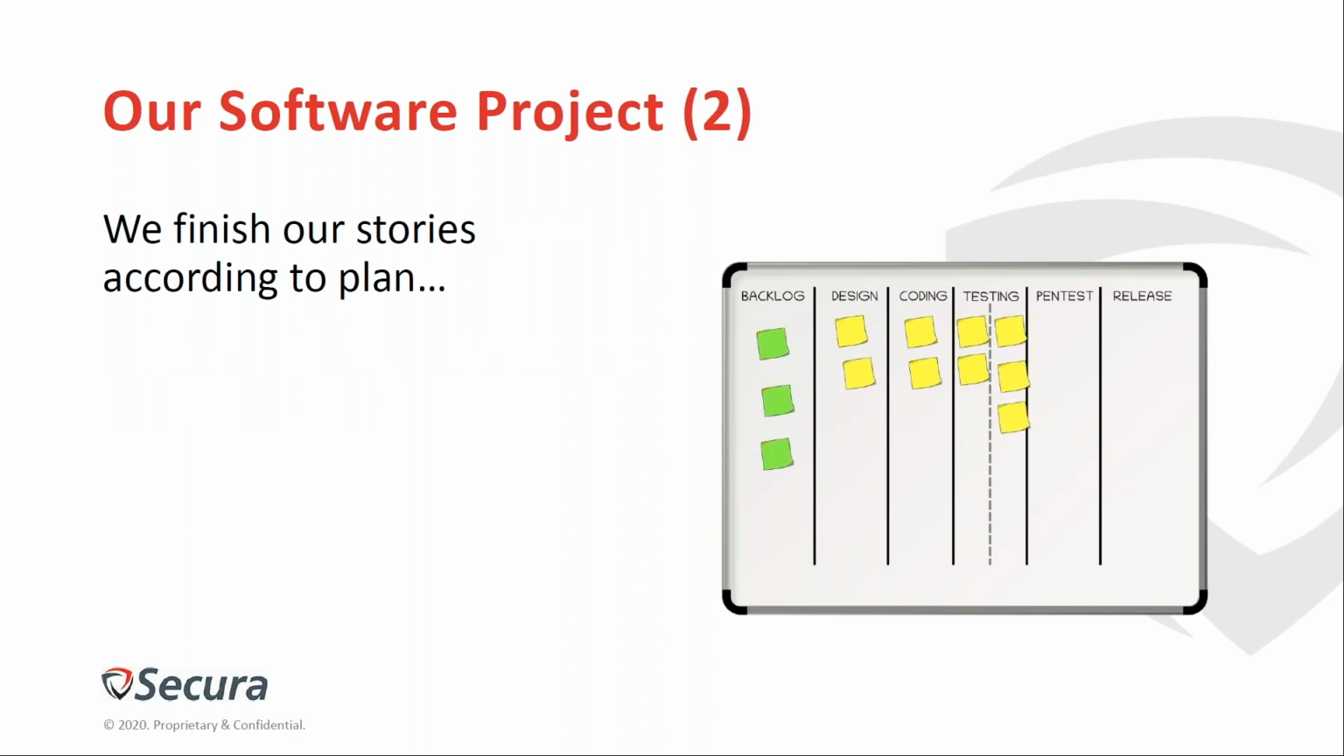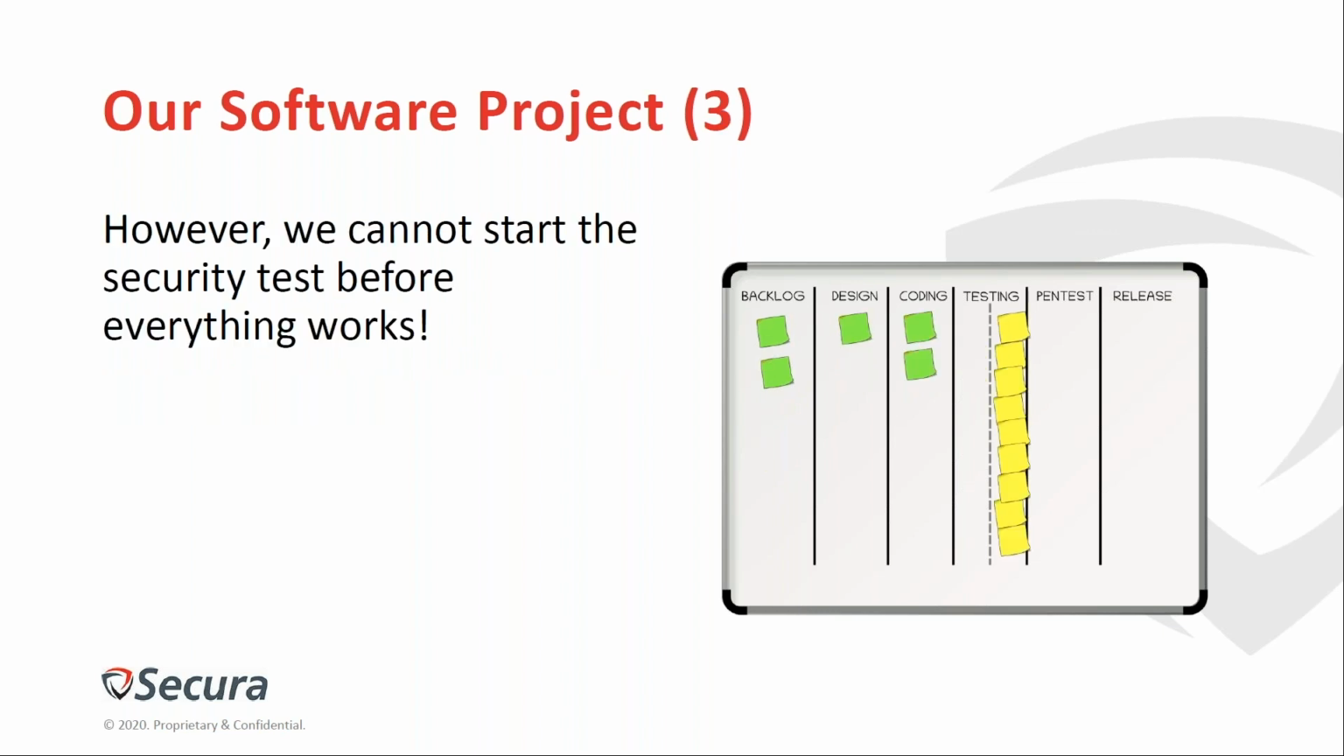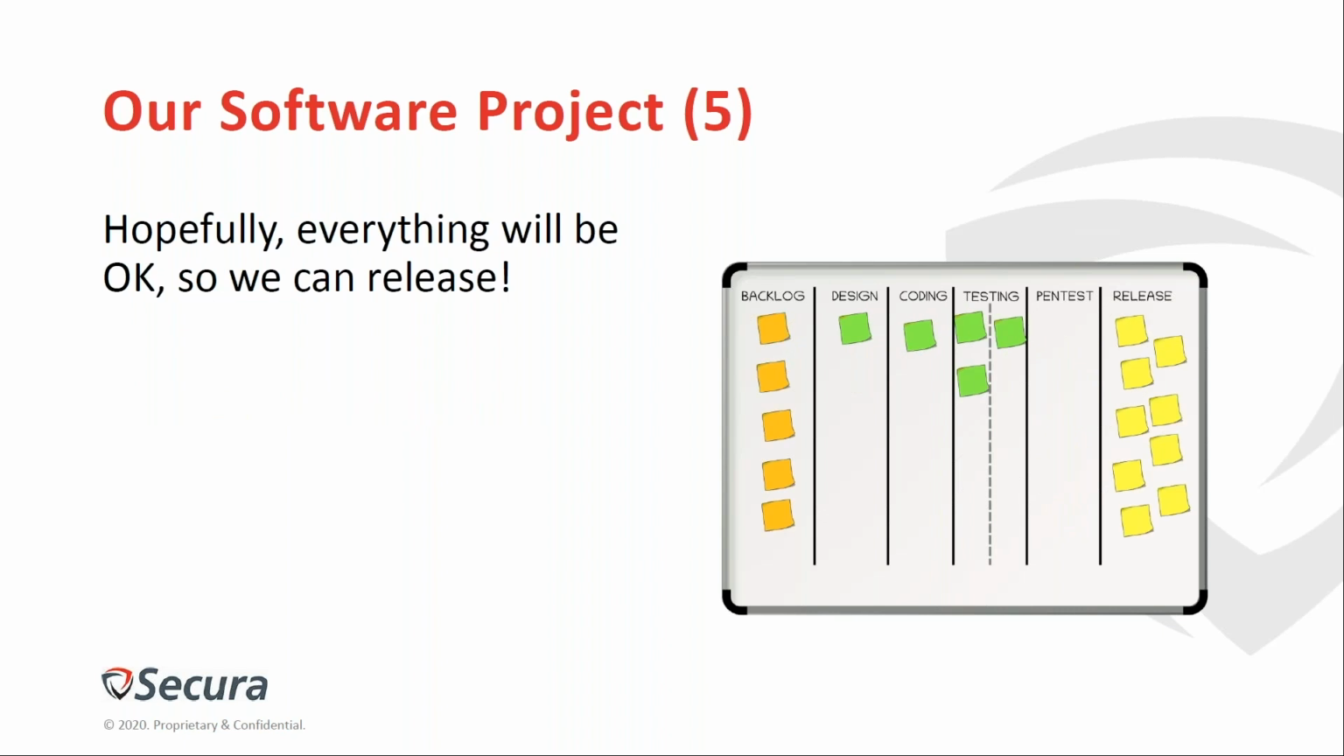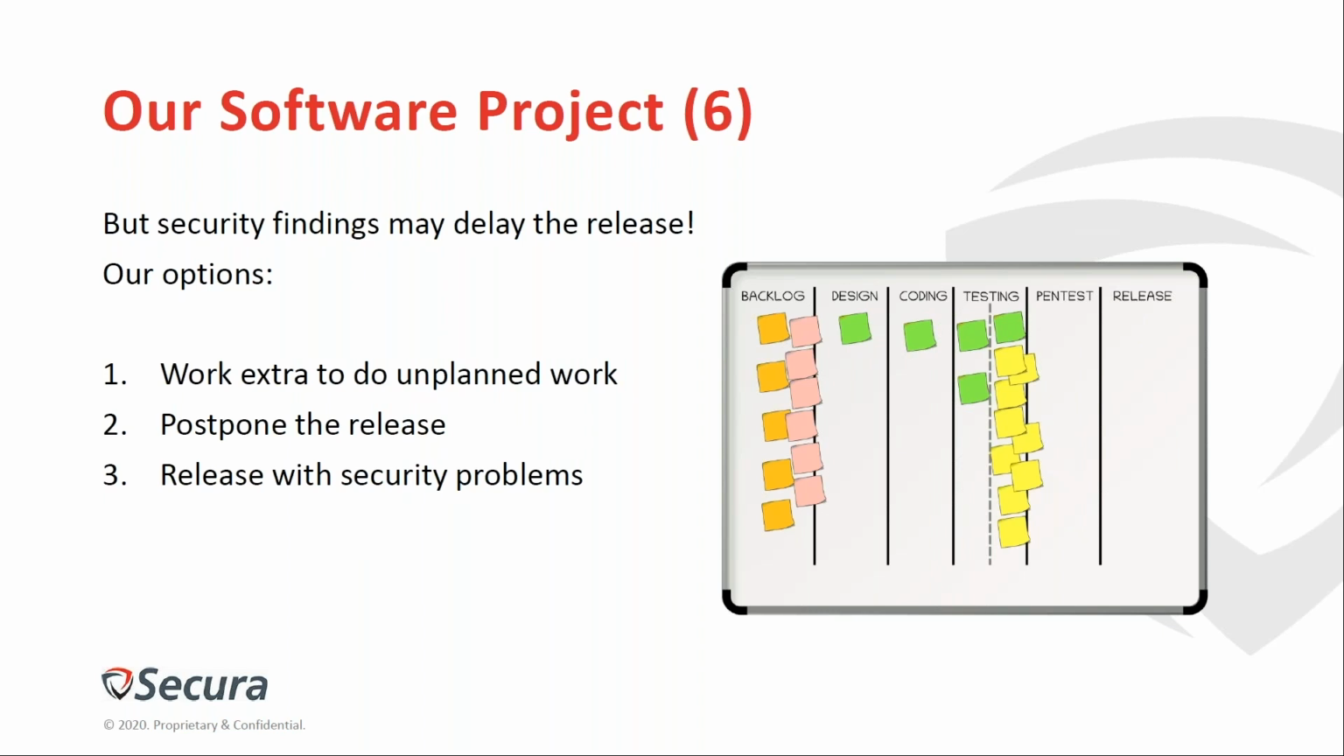Now, as we work on our stories, everything flows nicely, it goes according to plan, but we cannot do the security tests until everything is built. There needs to be something to test before we can do the complete test. So we need to wait there. But then when the test is finally happening, we always get a bit nervous because things may work out fine and we can release, but we may also get some security findings, and they usually lead to unplanned work.